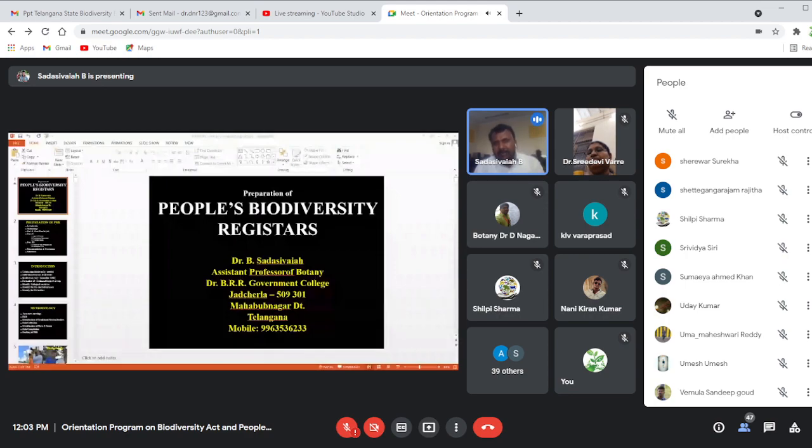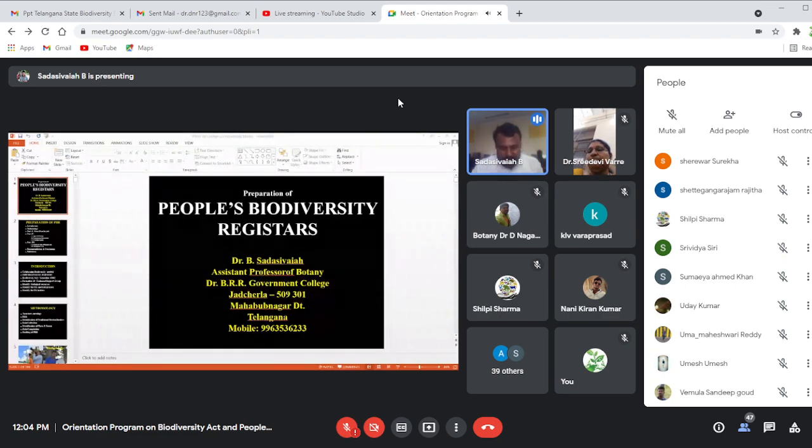So the main aim of this PBR is to identify the biological resources that are present in the vicinity of that panchayat, and also to identify the traditional knowledge, especially the methods they are following and the process involved in the methodology, and also who the traditional knowledge holders are. These are the three main objectives of preparing a PBR.